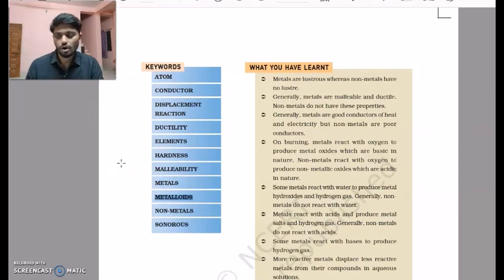And we skipped a term called metalloids. So what are metalloids? Metalloids are some elements that have the nature of metals as well as non-metals. We have a clear distinction between metals and non-metals, but there are certain compounds or elements which show the nature of both metals as well as non-metals. These are called metalloids. So that's it for the fourth chapter, metals and non-metals.